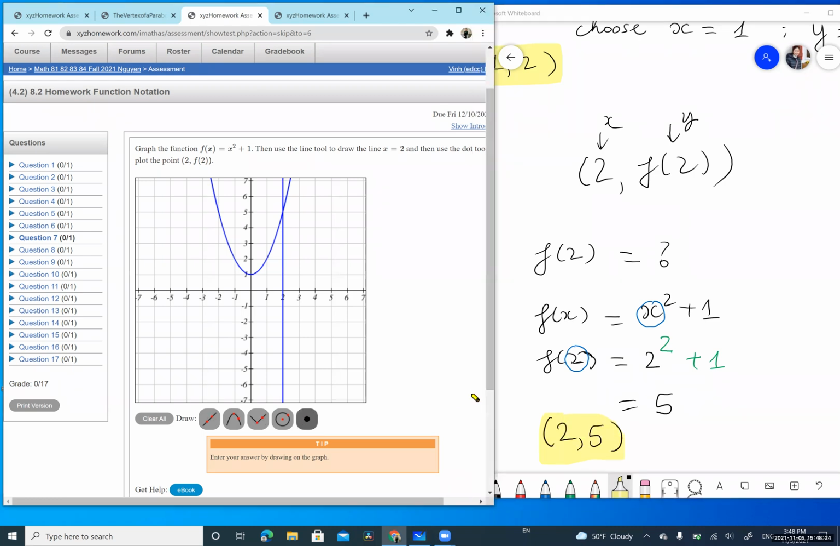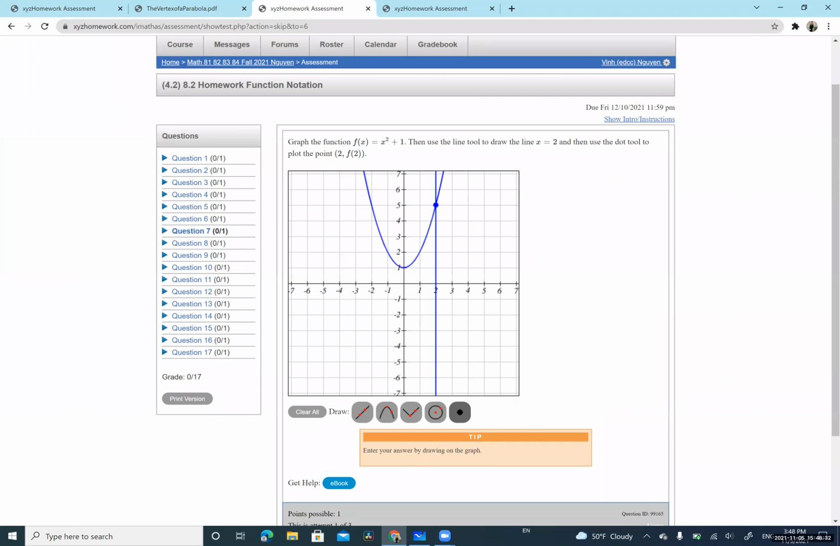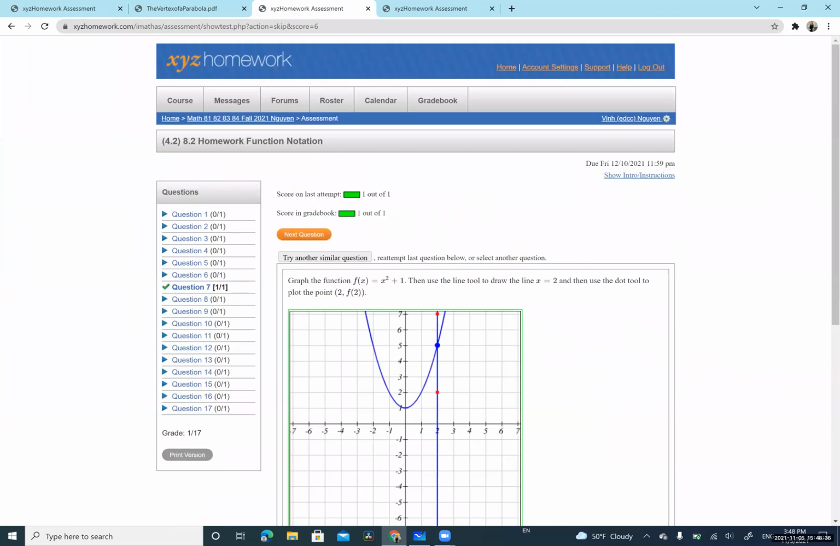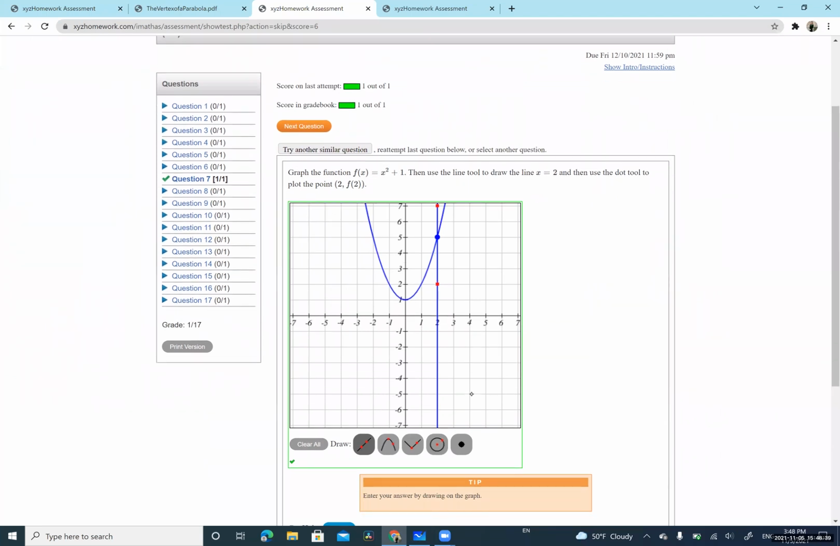Now I use the dot tool and I will grab it, (2, 5) right here. So I'm done with the 3 graphs so far and I submitted. And yes, I had 3 of them correct.